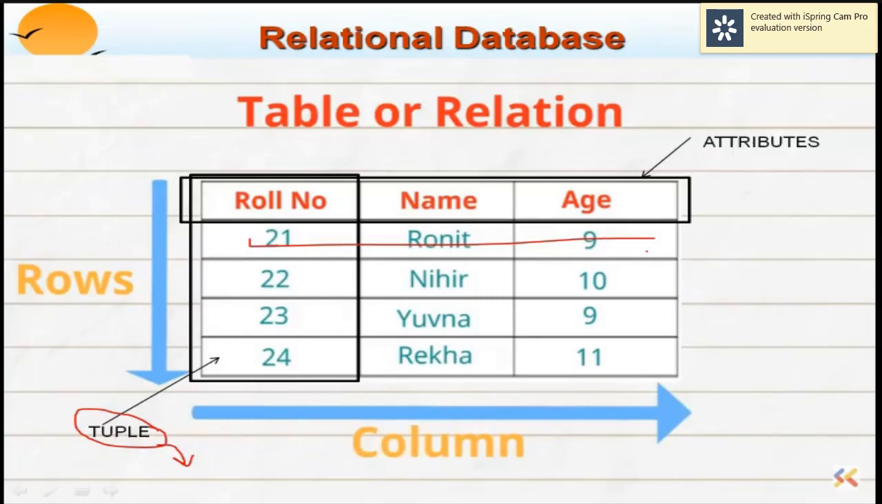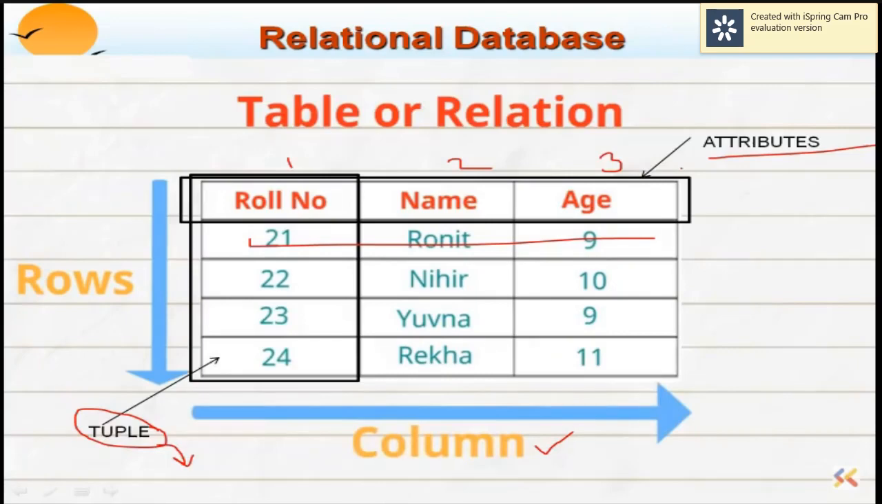And in the same way, what about columns? These columns have been given a specific name called attributes. Now let's list out what are the attributes present in this table. First one is roll number, second one is name, and third one is age. So you have three attributes given in this particular table of a student.